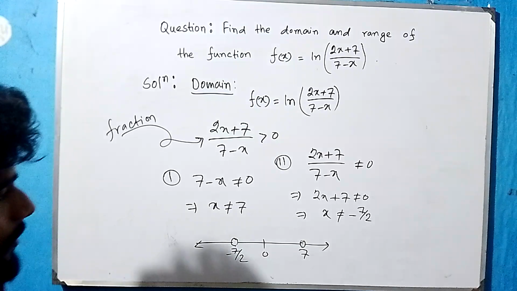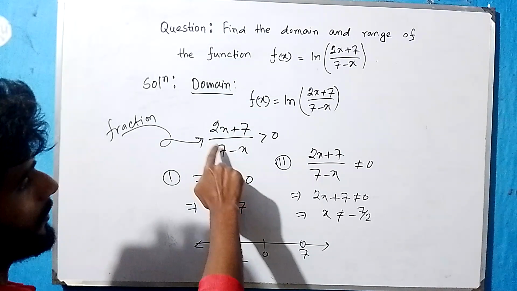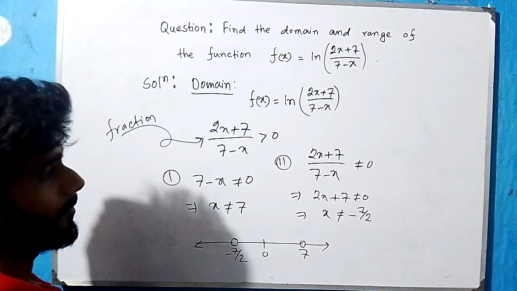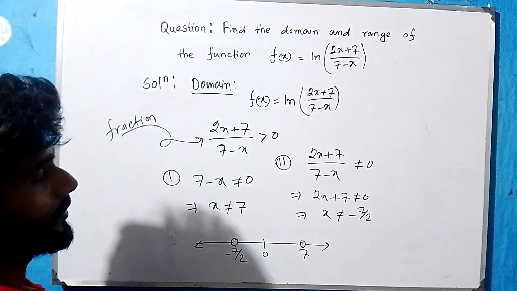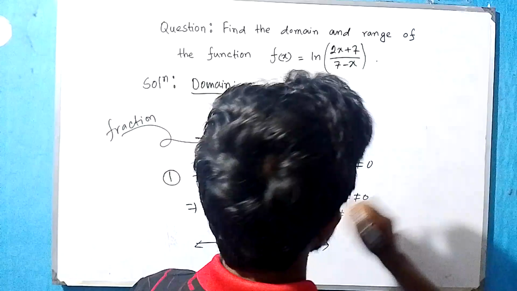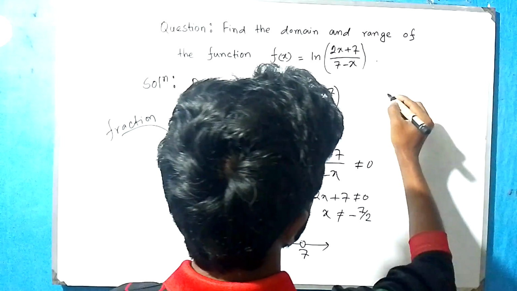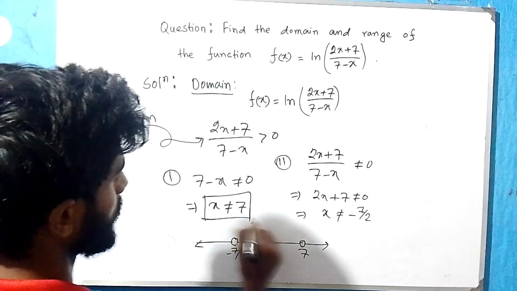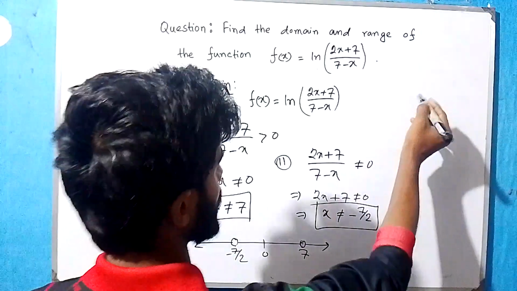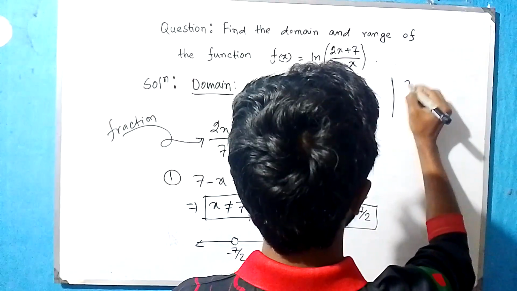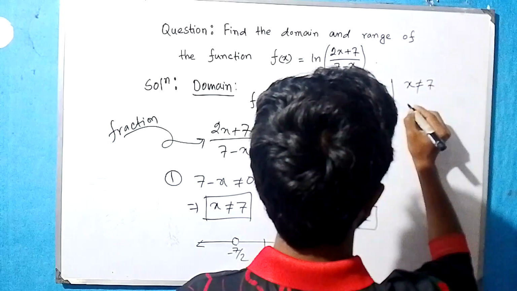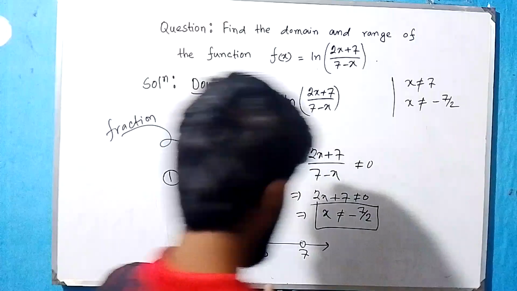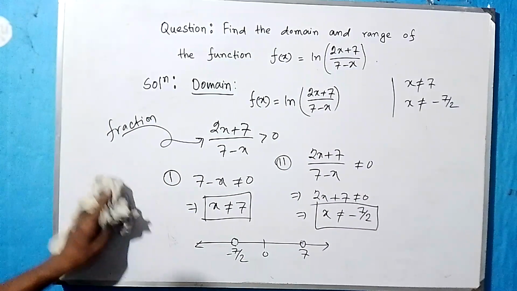Now since this is positive, we have possibilities here. Okay, I want to take this and this over there. So x is not equal to 7 and x is not equal to negative 7 by 2. Now I can erase this here, right?